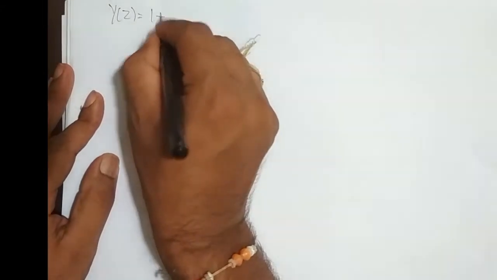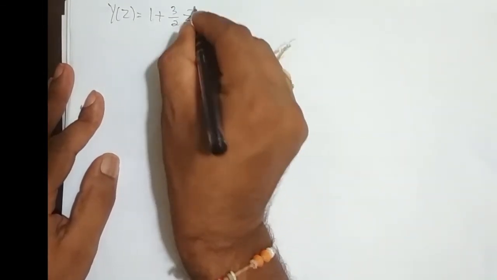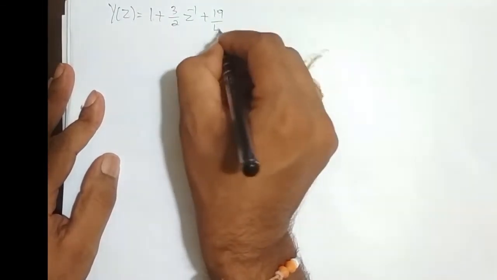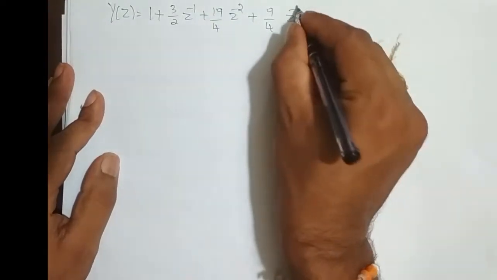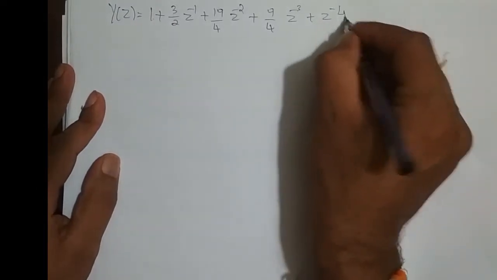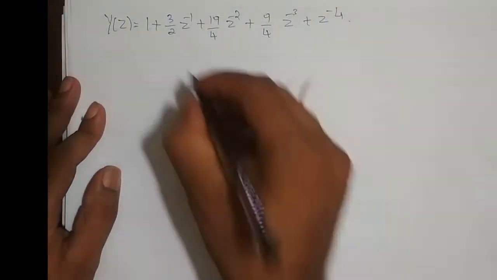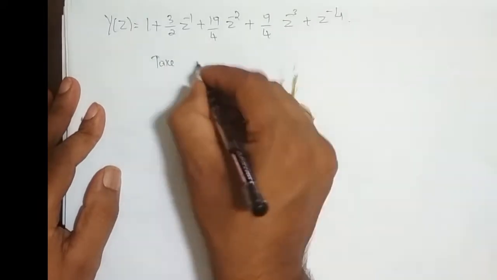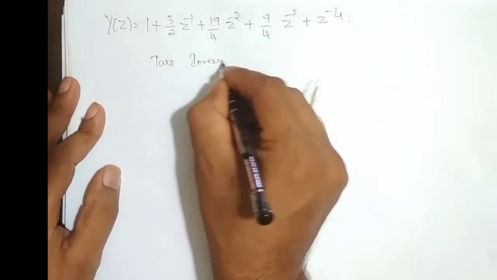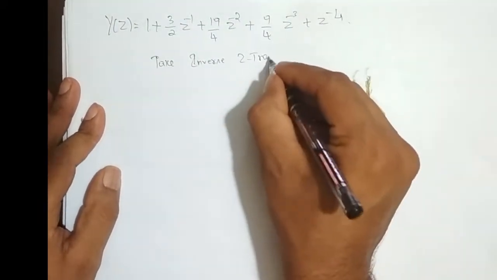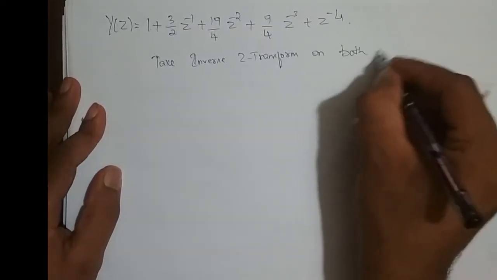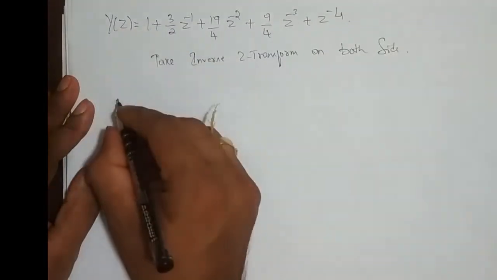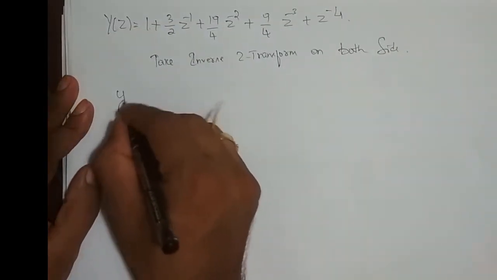So we have Y of z as 1 plus 3 by 2 z power minus 1 plus 19 by 4 z power minus 2 plus 9 by 4 z power minus 3 plus z power minus 4. This is our Y of z. If I take the inverse Z transform on both sides, so what is the inverse transform of Y of z? It is y of n.